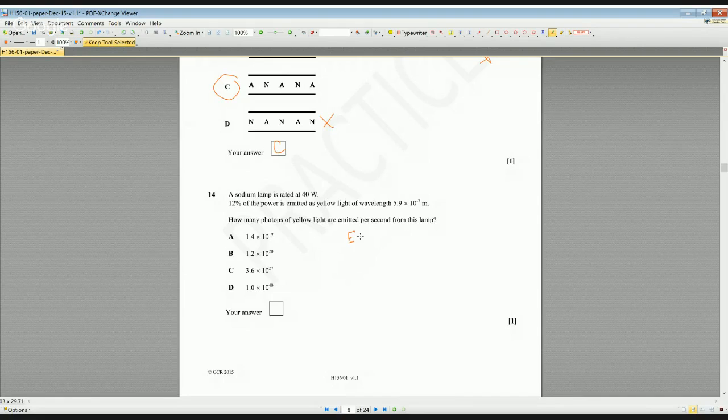To do that, we need to use the equation E equals hc divided by lambda, Planck constant, speed of light, and the wavelength, which gives us 6.63 times 10 to the minus 34, multiplied by 3 times 10 to the 8, divided by 5.9 times 10 to the minus 7, which gives us an answer of 3.37 times 10 to the minus 19 joules for each photon.